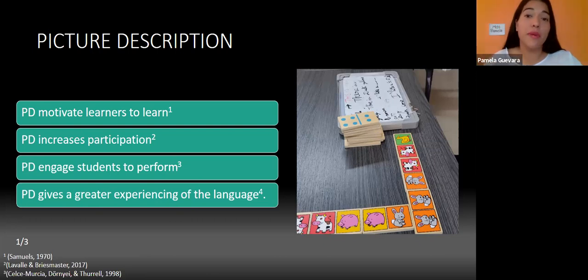The strategy was picture description. So I wanted my students to learn vocabulary using the strategy of picture description. Throughout some research, I understood that picture description motivates learners to learn, increases participation. I found this from previous research. It also engages students to perform, and it gives a greater experiencing of the language.